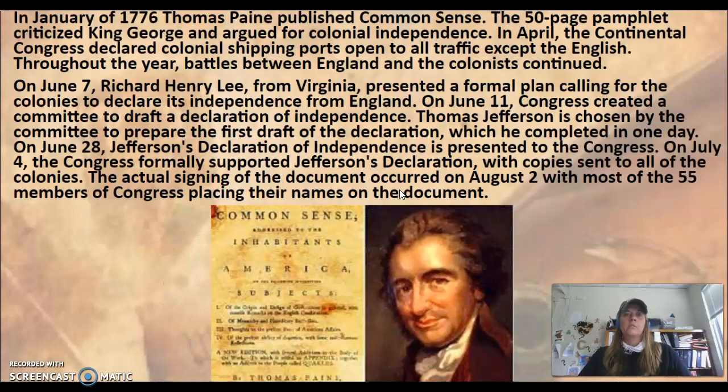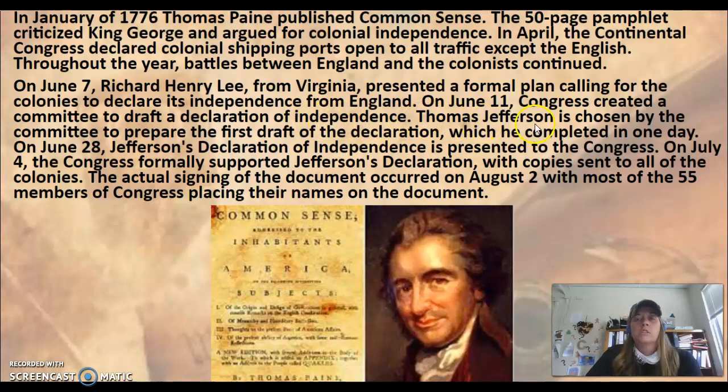All right, so Thomas Paine then writes Common Sense. The 50-page pamphlet criticized King George, argued for colonial independence. June 7th, Richard Henry Lee from Virginia presented a formal plan calling for the colonies to declare its independence from England. On June 11th, Congress created a committee to draft a Declaration of Independence.